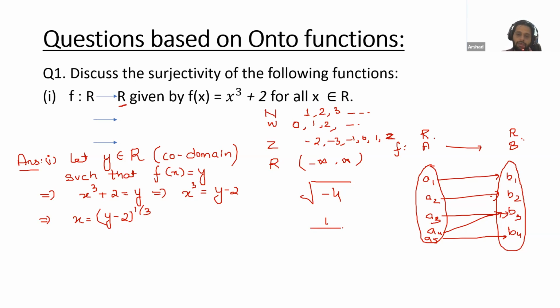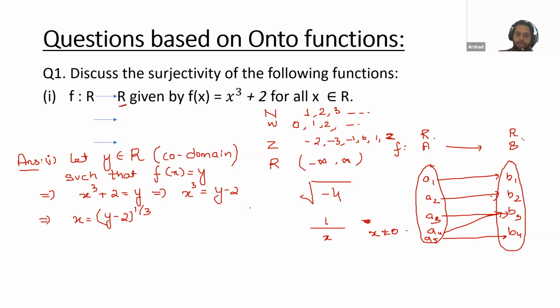Second, in the denominator, you should never have a 0. Please remember these two cases. Inside the root, you should not have a negative number. In the denominator, you never have a 0. If you have a 0 in the denominator, that is not real. Please remember these two things.